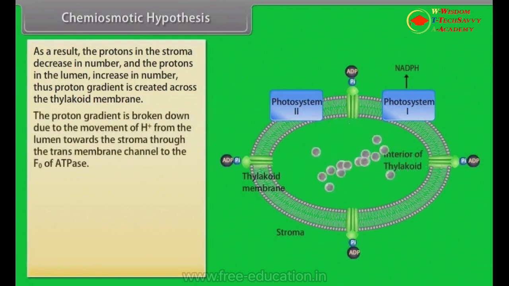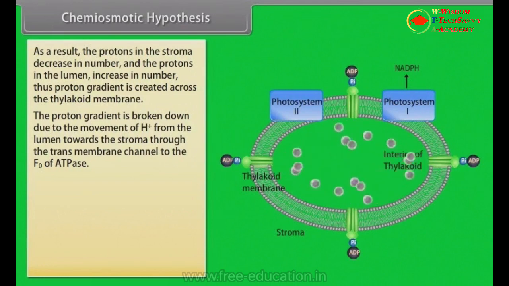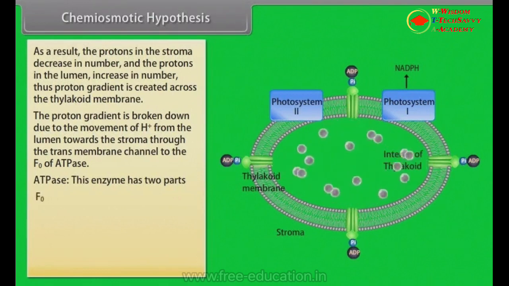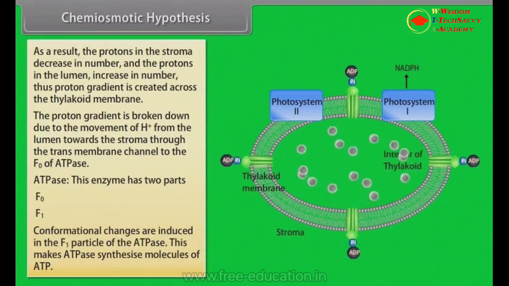The proton gradient is broken down due to the movement of H+ from the lumen towards the stroma through the transmembrane channel to F0 of ATPase. ATPase. This enzyme has two parts, F0 and F1. Conformational changes are induced in the F1 particle of the ATPase. This makes ATPase synthesize molecules of ATP.